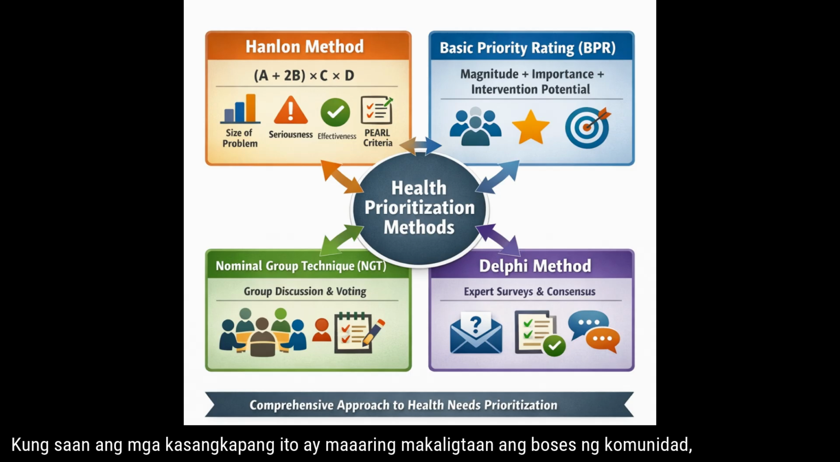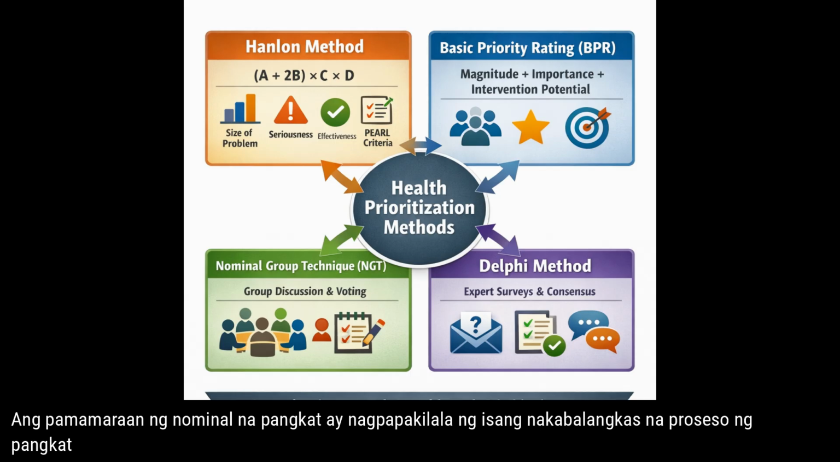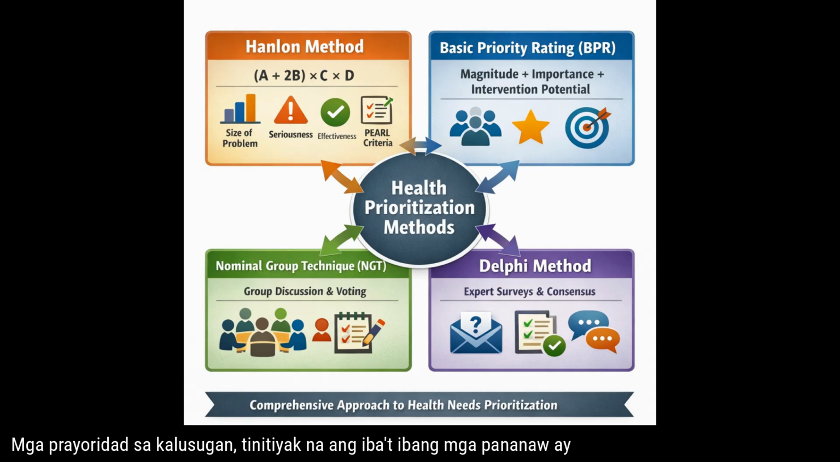Where these quantitative tools may overlook community voice, the nominal group technique introduces a structured group process in which participants independently generate and then collectively rank health priorities, ensuring that diverse perspectives are equitably represented in decisions concerning issues such as access to care or chronic disease management.